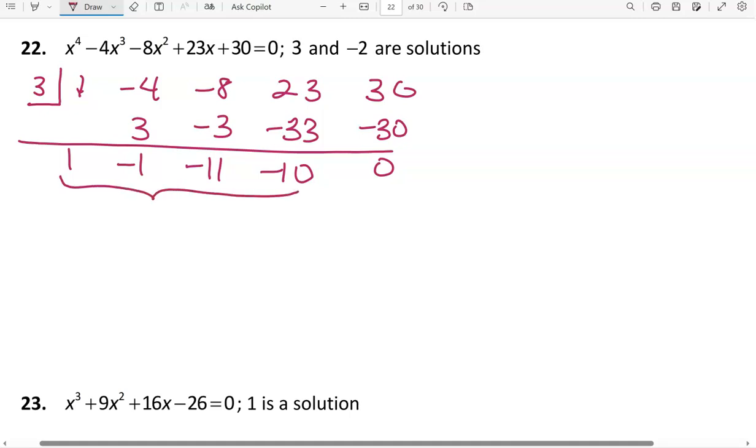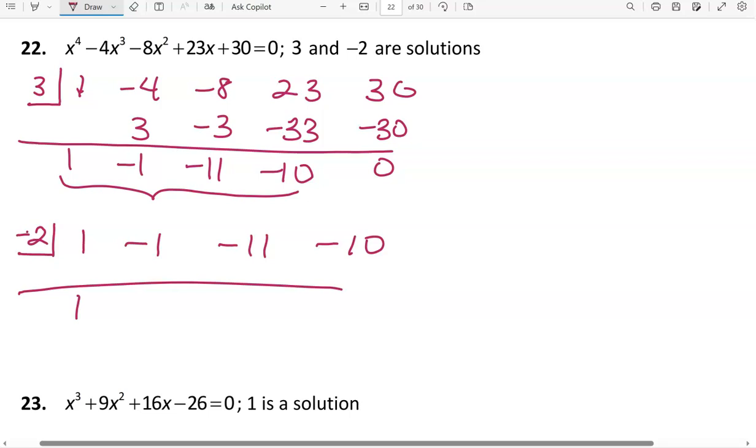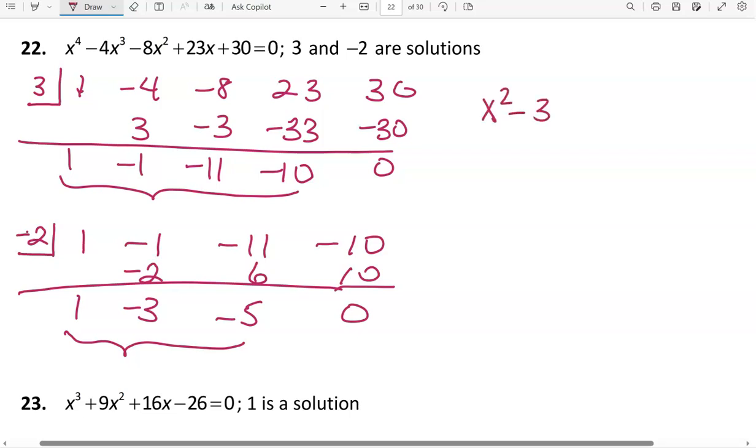Now we're going to take this quotient and divide that quotient by x plus 2. Bring down the 1, times negative 2 is negative 2. Add that column, that's negative 3. Negative 3 times negative 2 is 6. Add that column, that's negative 5. Negative 5 times negative 2 is positive 10. Adding that column, we get 0. This is the remaining factor once we've divided out the factors that produce the solutions of 3 and negative 2. So we're going to take that and set that factor equal to 0.